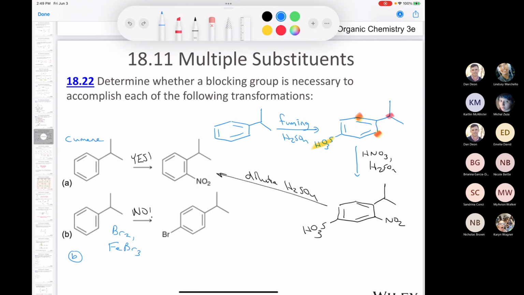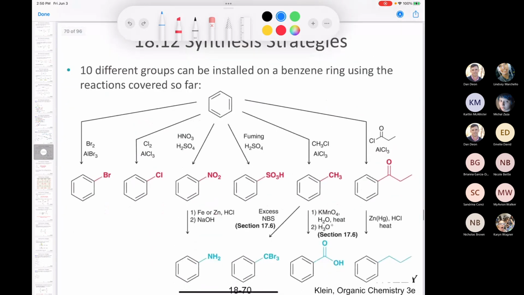Little practice on table 18.1, activators, deactivators, a tiny bit of synthesis practice, a little bit of blocking group practice. Well, with all that, let's move on.